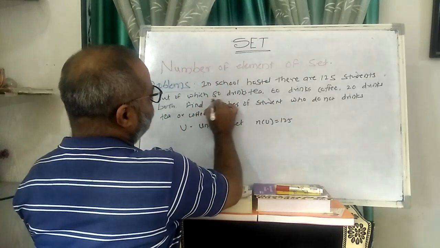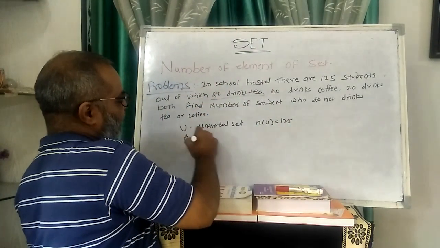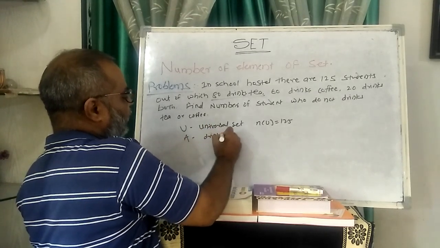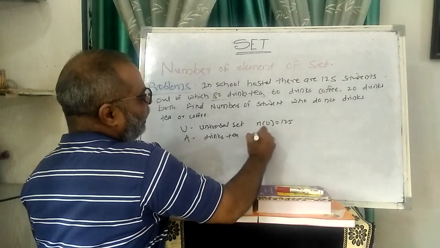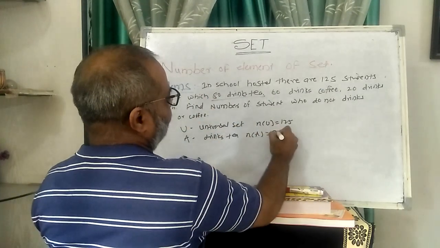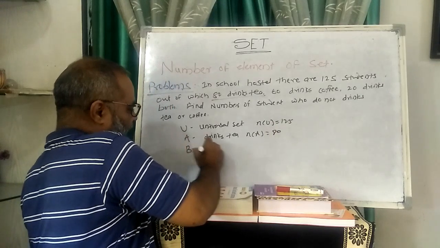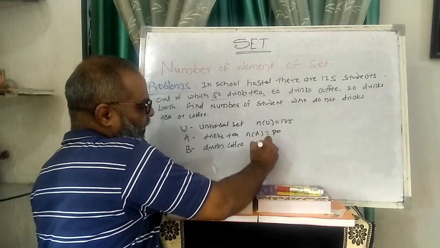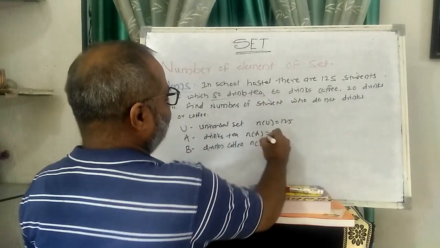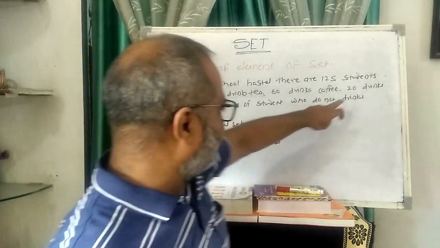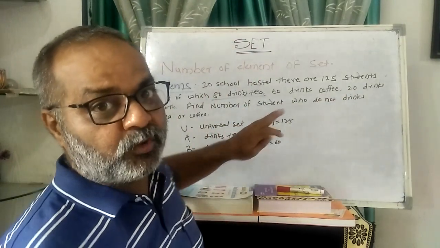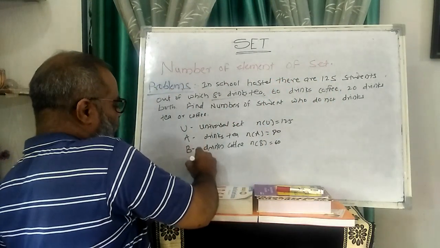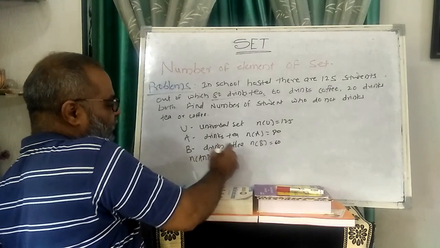80 students drink tea. I name the set as A, that is set A, drinks tea. So n(A), how many drink tea? 80. Then I take set B as those who drink coffee. So n(B) is given as 60. And what additional thing is given? 20 drink both. Both means a common thing, that is an intersection. So n(A intersection B) is 20.